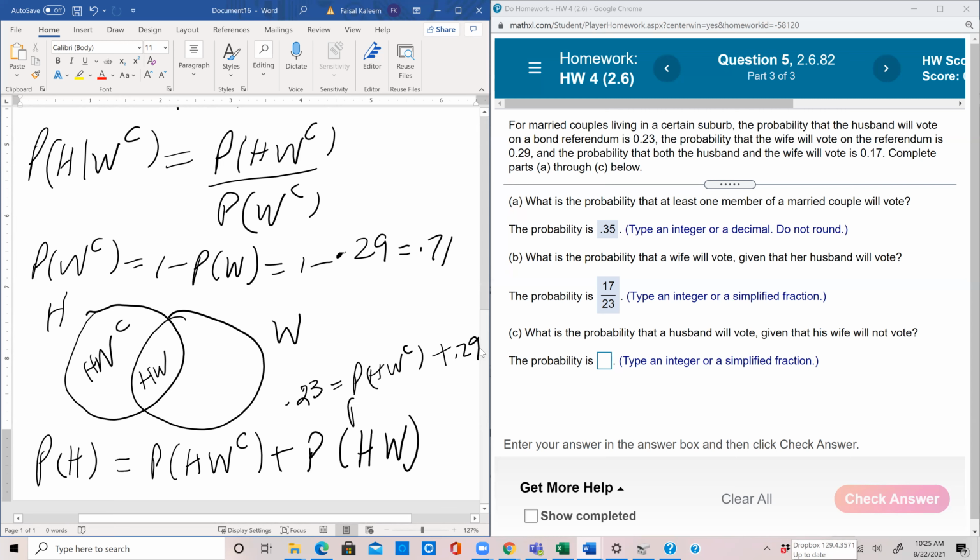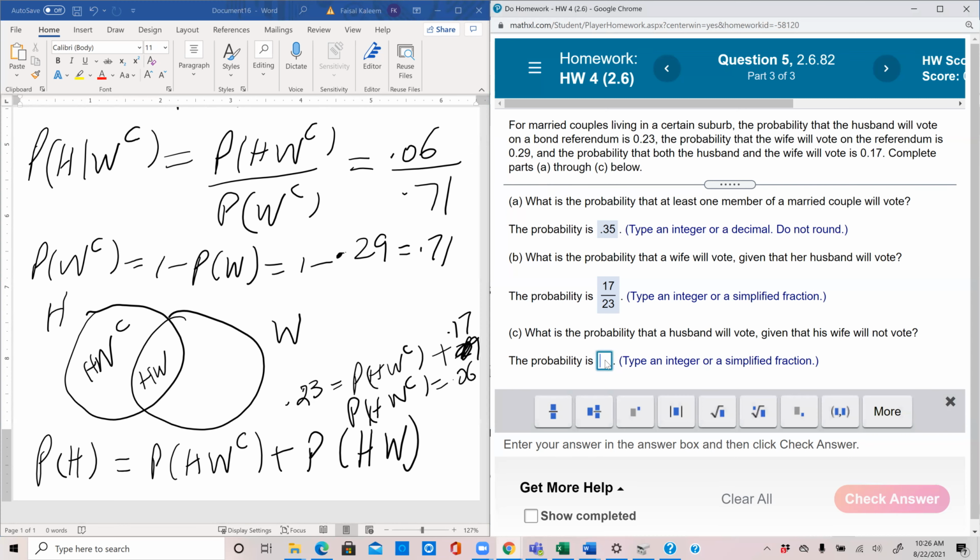Well, let's see, husband and wife is 0.17, not 0.29. So when we subtract 0.17 from both sides, we get probability husband and wife complement equal to 0.06. And now we can substitute here. This one is 0.06, and wife complement was 0.71. So it's 6/71.